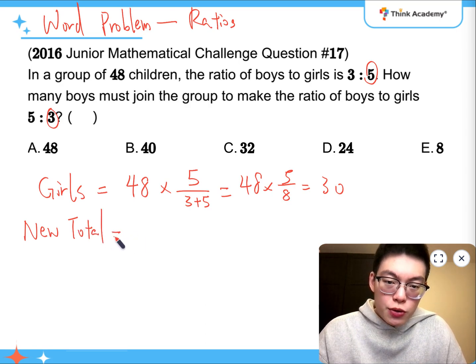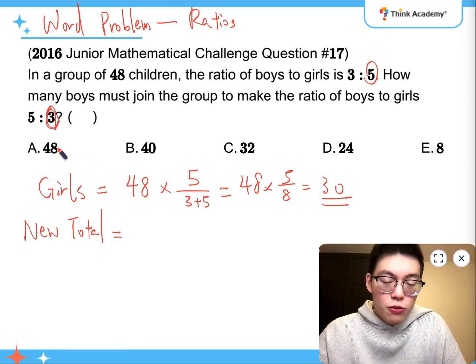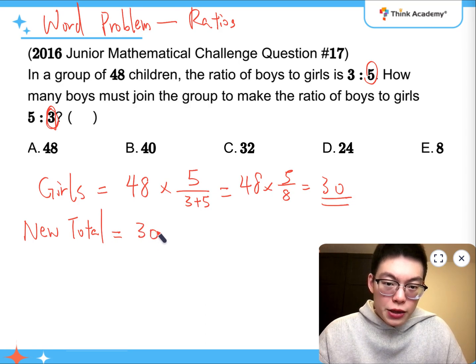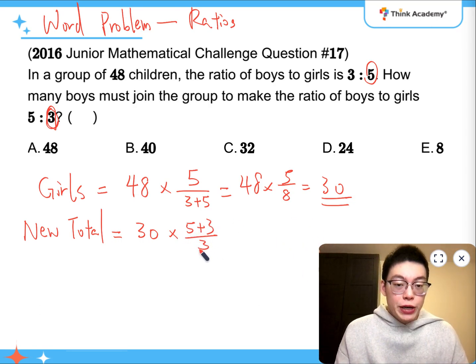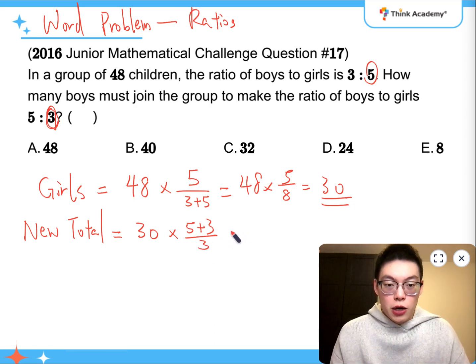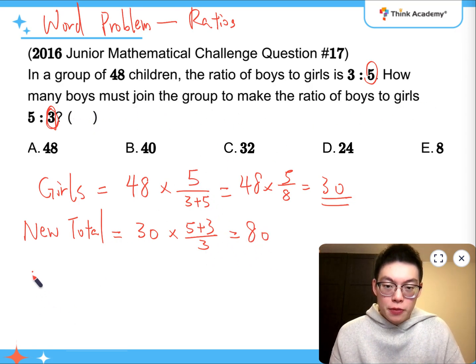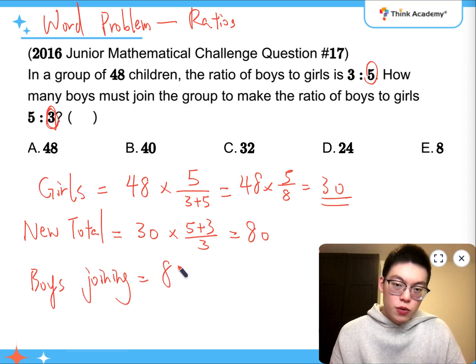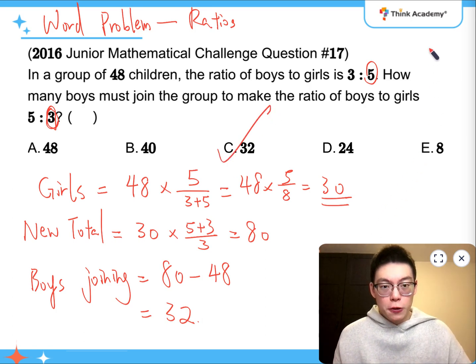How do we find the new total? We know that the girls is not going to change, right? And now the girls is 3 parts of the new total, which means that the new total is going to be 30 multiplying (5 adding 3) over 3. So 5 adding 3 is the total number of parts. 3 is the number of parts for girls. So we're going to have 80 as the new total. So now the number of boys joining is just the new total, take away the old total, because only boys is increasing, right? And that's 32. So we have the answer C, 32.